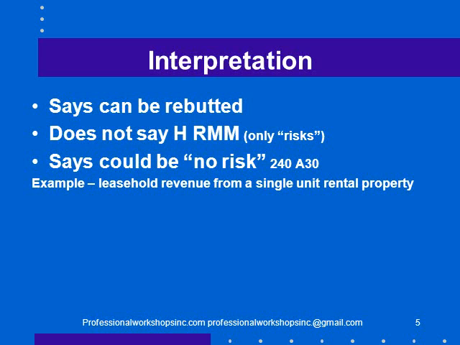Now, the interpretation of this section is that the section clearly says that this presumption can be rebutted. And further, the section does not say that we are to presume high risk of material misstatement, just to presume risks. And indeed, 240A30 says there are circumstances where there could be no risk. The example given is leasehold revenues from a single unit rental property. The interesting thing is the audit file being inspected was basically a larger version of leasehold revenue from a single unit rental property.